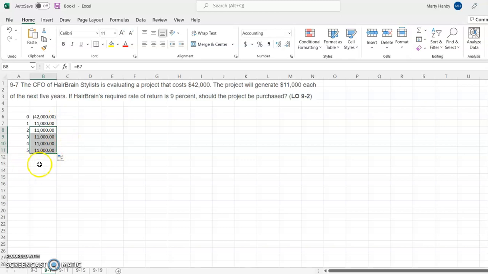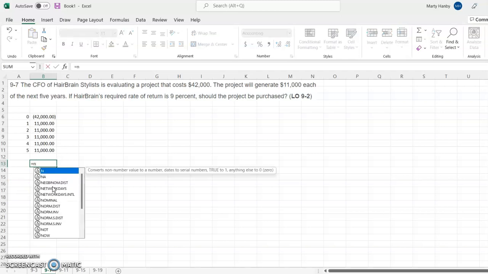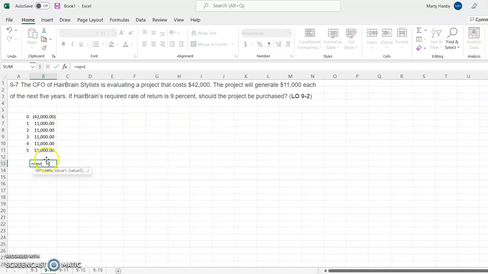Okay, so what I would do here is calculate the NPV. You could calculate the IRR as well. So equals NPV. It tells you down here, rate. So the rate here is the 9%, 0.09. So comma. We highlight all the values after the initial cash flow. Close paren, and then we add back the initial cash flow.